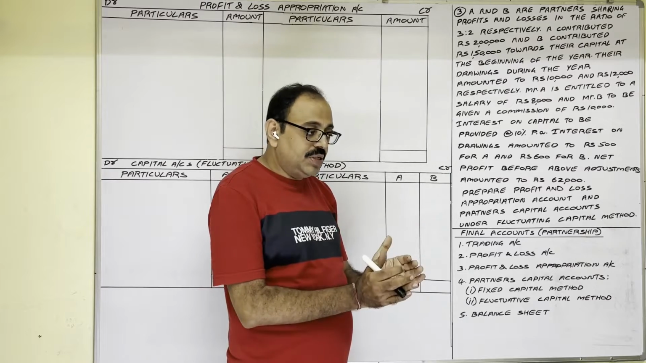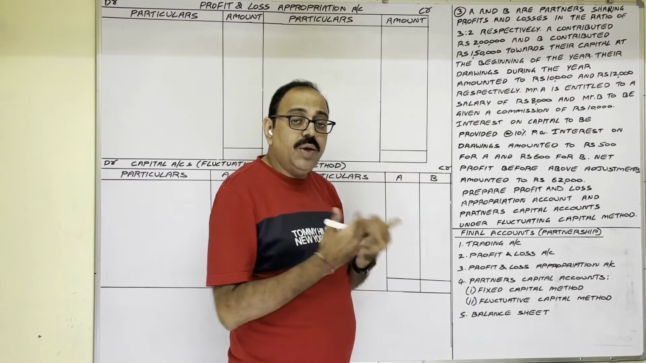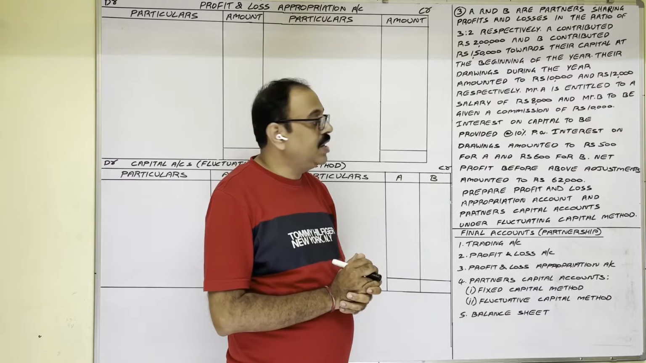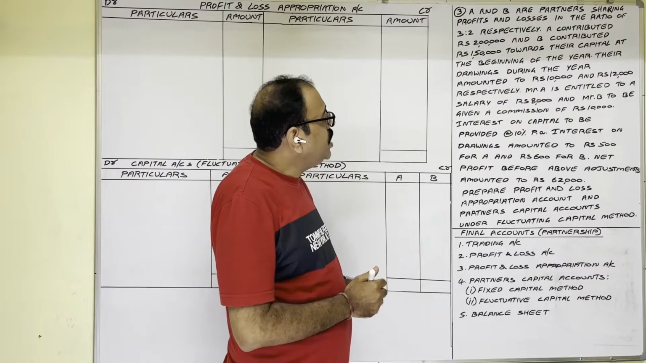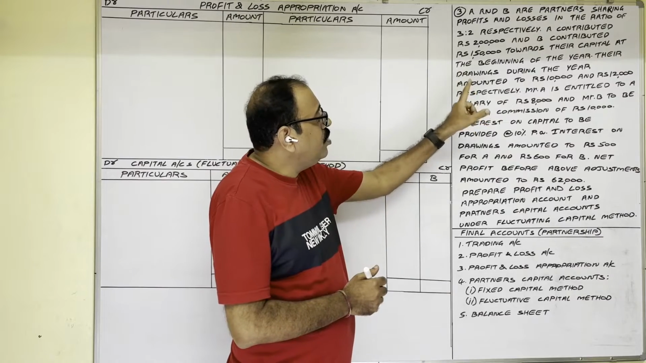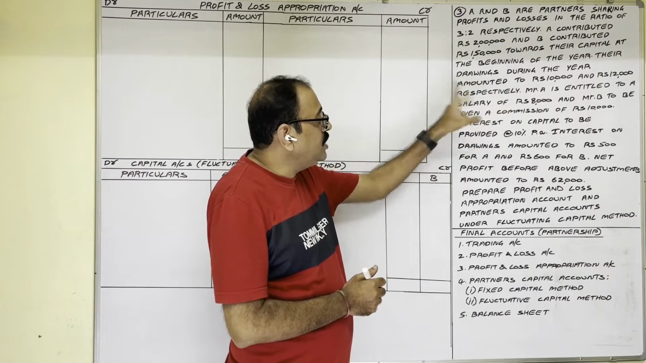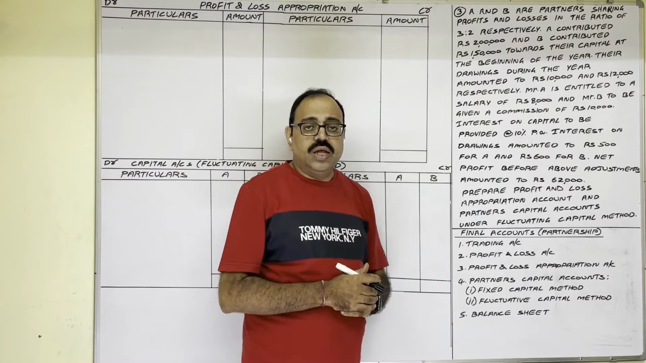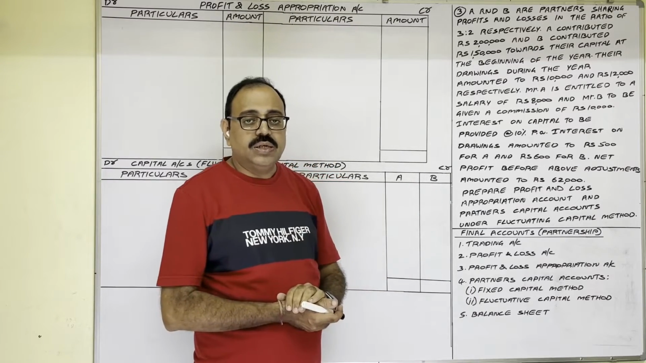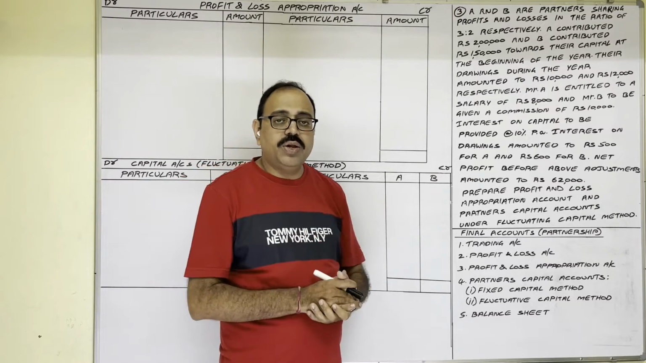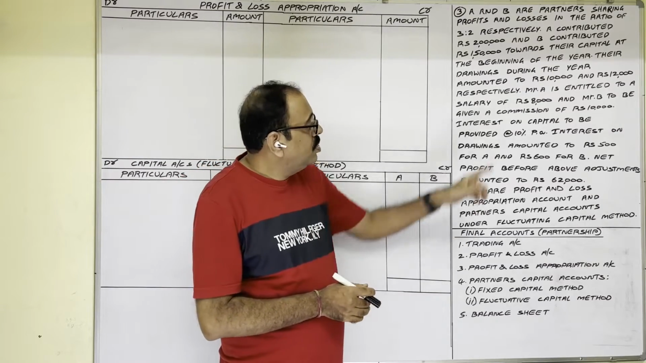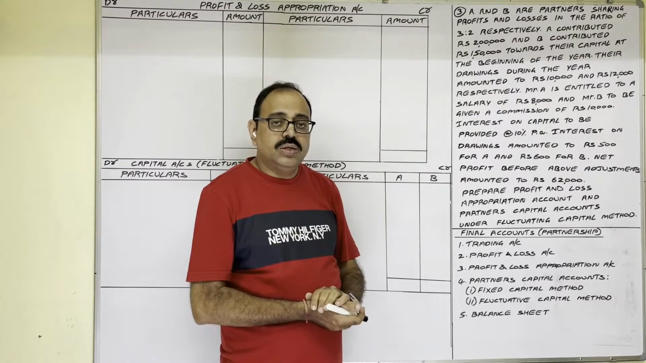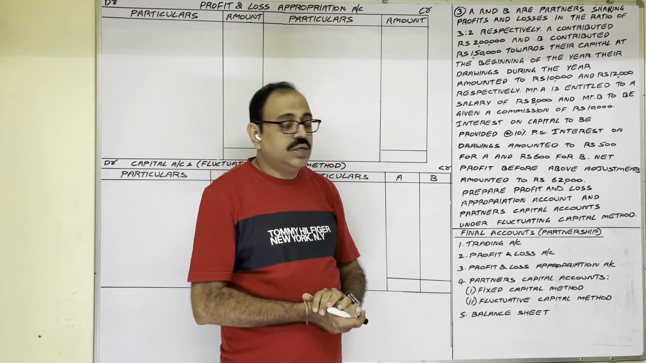When they started the business, they have to bring the capital. A brought 2 lakh rupees capital, B brought 1,50,000 rupees capital. Their drawings during the year amounted to 10,000 rupees and 12,000 rupees respectively. So when a partner is running a business, for personal expenses they withdraw money from this business. So A withdrew 10,000 rupees, B withdrew 12,000 rupees. So these two are drawings.